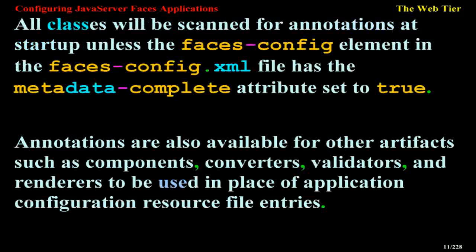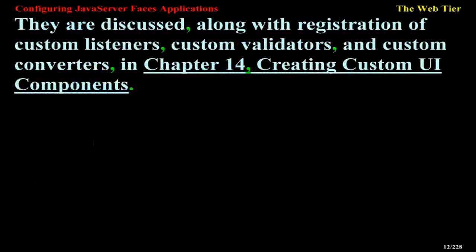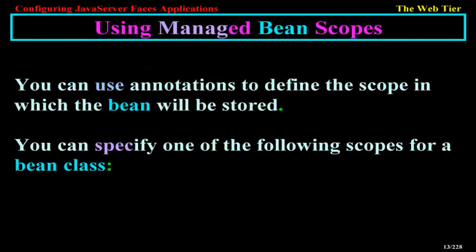Annotations are also available for other artifacts such as components, converters, validators, and renderers to be used in place of application configuration resource file entries. They are discussed, along with registration of custom listeners, custom validators, and custom converters, in Chapter 14, Creating Custom UI Components. Using managed bean scopes.